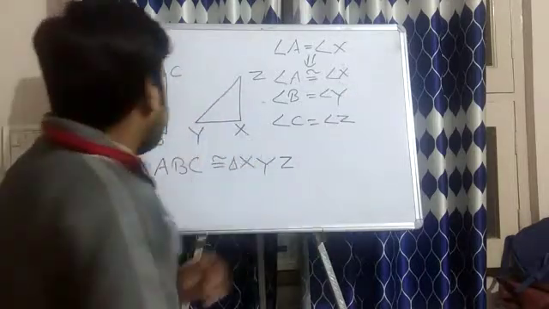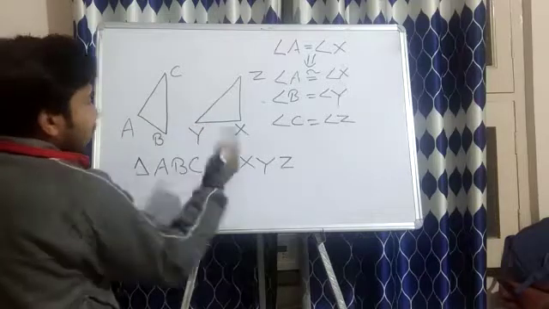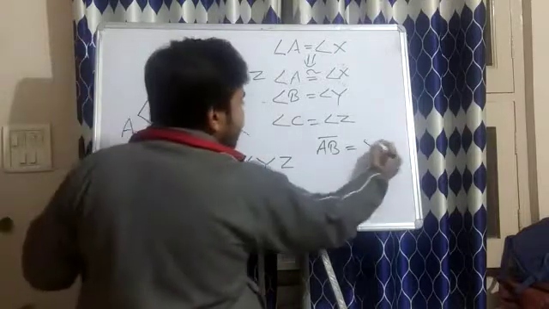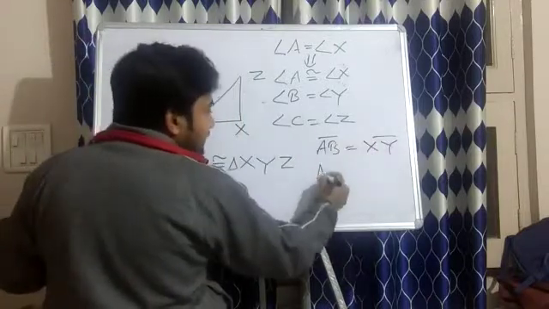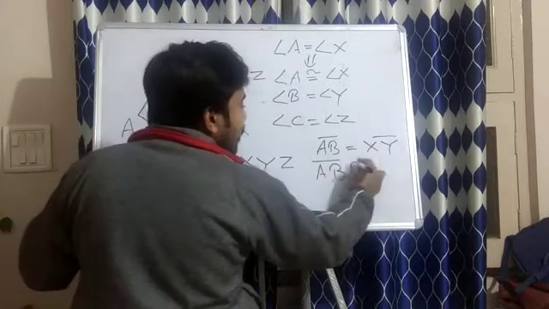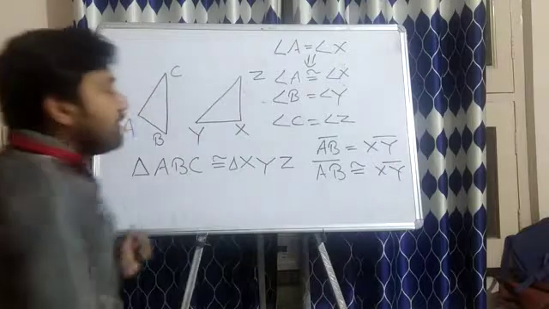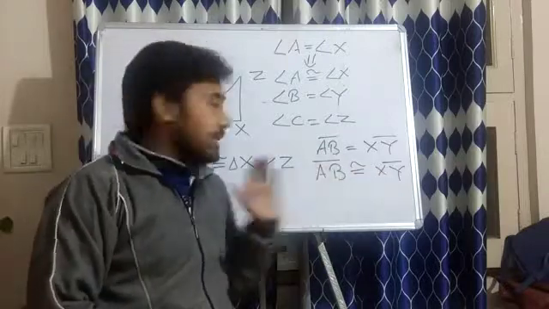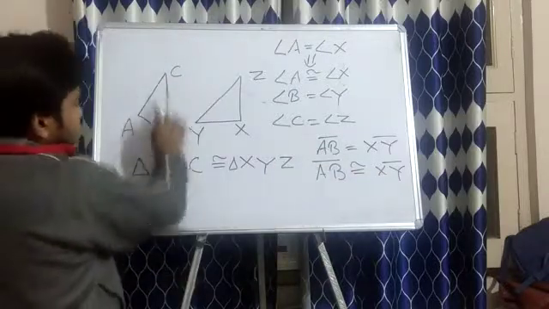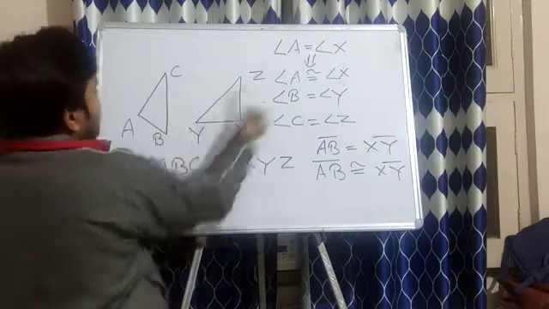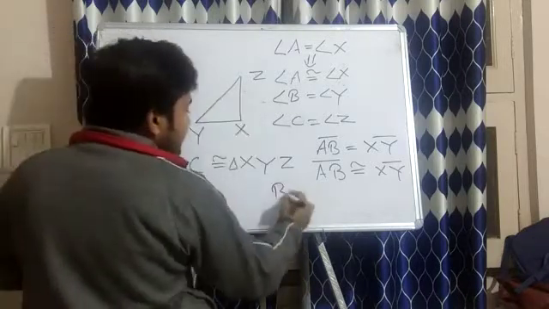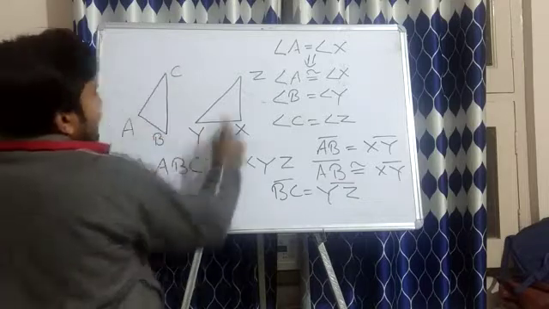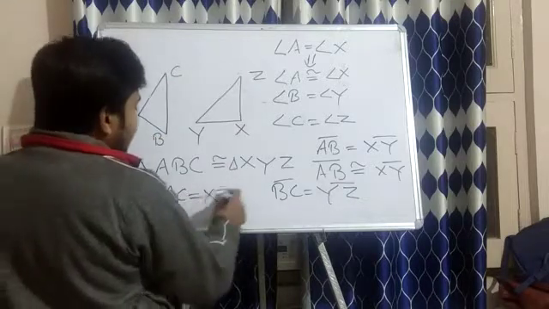Now in terms of sides, AB will fall over XY, so segment AB will correspond to segment XY. Now this can also be written as AB is congruent to segment XY. When we say that two segments are congruent, it simply means that the length of the segments will be equal. Similarly BC will be equal to YZ and AC will be equal to XZ.